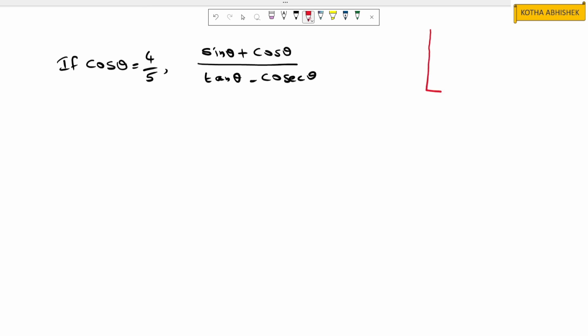First draw one right angle triangle. This I am taking as theta. As I said in the previous videos already, you can take this also as theta. No worries, same answer you will get anyway. Now here cos theta is given, right? So cos formula is adjacent to the theta divided by hypotenuse. So here adjacent to the theta is 4 units and hypotenuse is 5 units. So for this theta, this will be the adjacent side. So this is 4 units and hypotenuse is always the longest side. So this is 5 units.